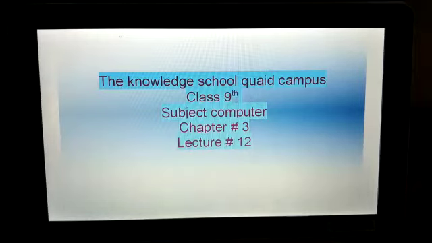Bismillahirrahmanirrahim. This is lecture number 12 of class 9th, chapter number 3. In the previous lecture, we completed chapter number 2. Now we are going to start chapter number 3, and this is about the computer network.